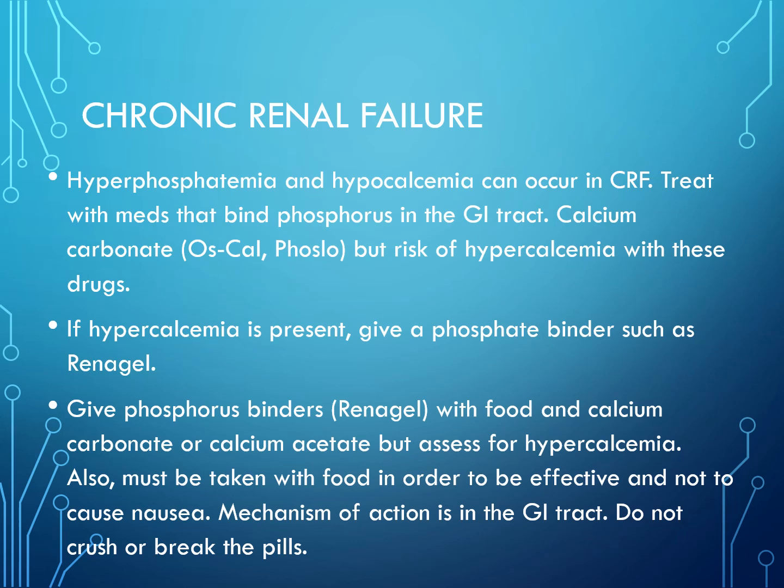If hypercalcemia is present, then they'll give a phosphate binder such as Renagel versus something with calcium in it. So you want to give phosphate binders such as Renagel with food, and calcium carbonate or calcium acetate as well with food, but again, this is for hypercalcemia. And take with food because they may cause nausea. The mechanism of action is in the GI tract, so you do not want to crush or break these pills if you don't have to.